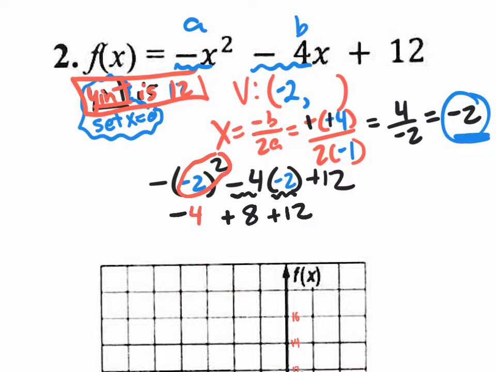So then we move from left to right. Negative 4 plus 8, that's 4. 4 plus 12, that is 16. So the vertex is negative 2, comma 16, and that's our most important point.